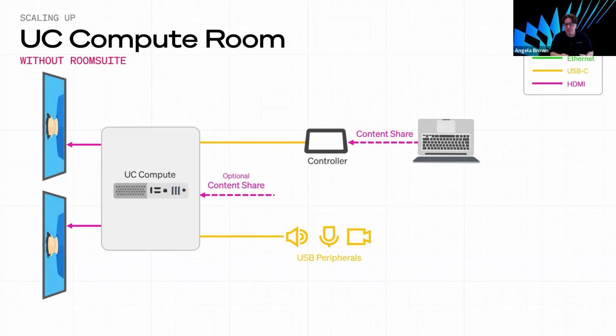If you're in a room that's a little bit bigger and you want to use a ceiling microphone, well, then you're adding a Q-SYS core or some other processor to go along with it to feed into the UC compute. And I think this is fine. This is a fine configuration for a small room.